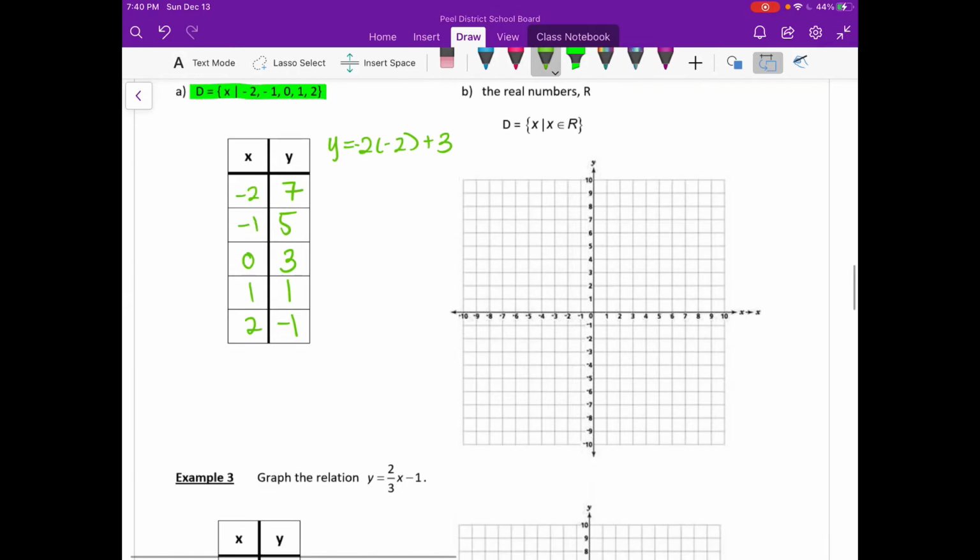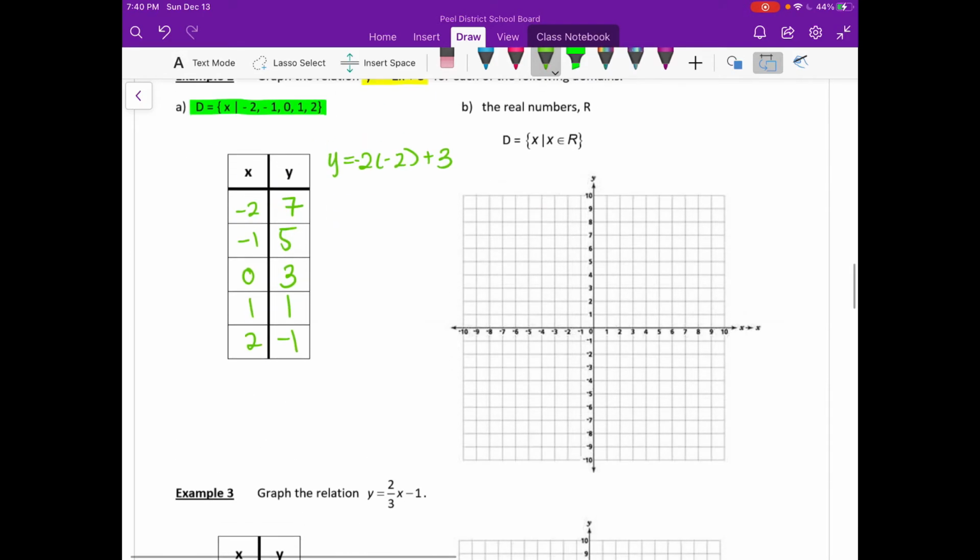Okay, now that I have my points, I'm going to go in here and I'm going to say, okay, I have negative 2. I'm going to go all the way up to 7. I have negative 1. I'm going to go to 5. I have 0. I'm going to go to 3. I have 1. I'm going to go to 1. And I have 2. I'm going to go to negative 1. That is my discrete function. That's it. That's what it's going to look like, right?